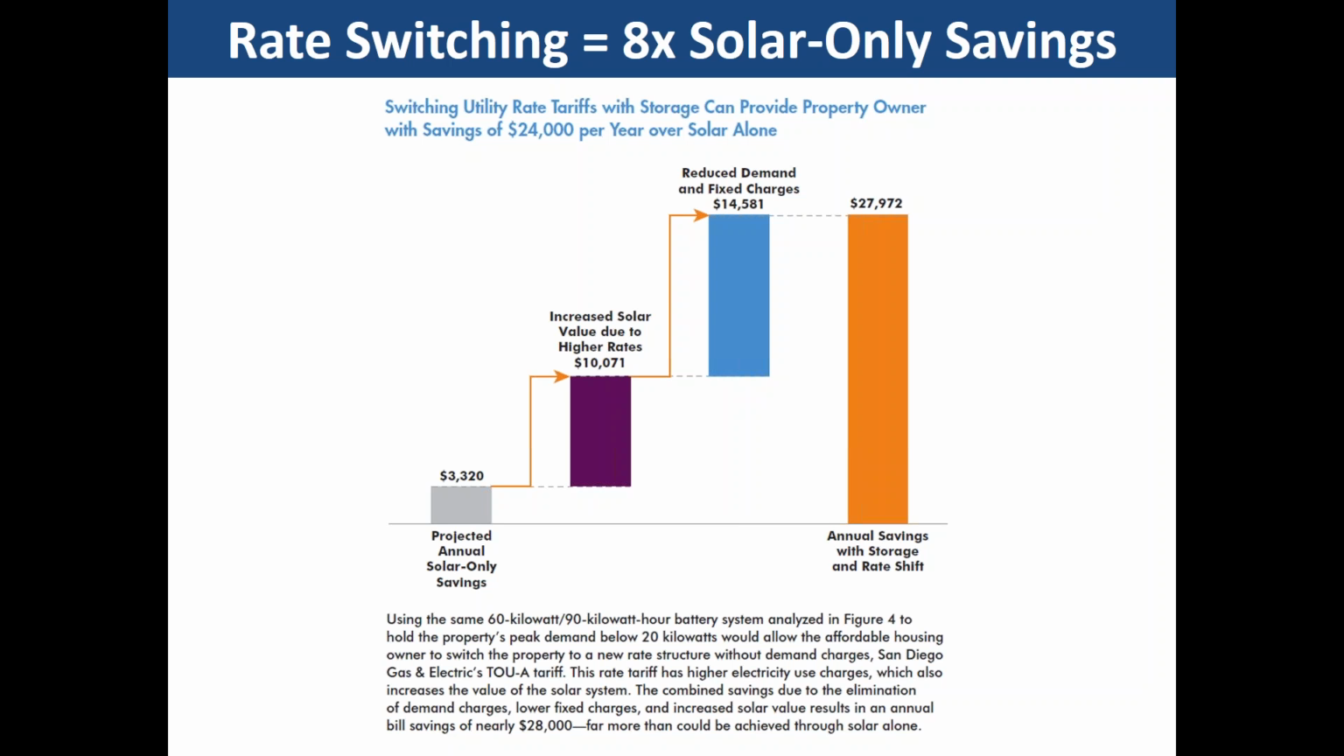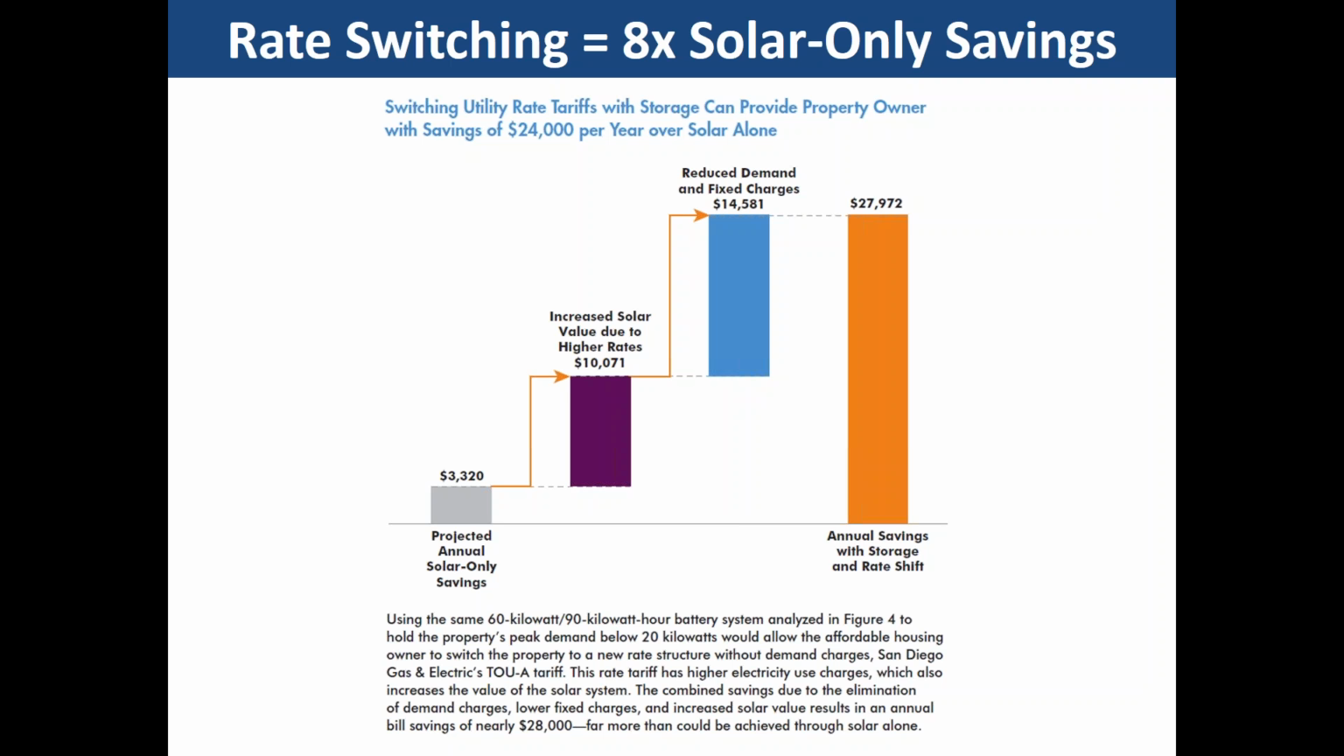I'll just explain a little bit how this works too. In San Diego Gas and Electric, the threshold for switching to a rate tariff that does not have a demand charge is 20 kilowatts. So that's the maximum peak demand that a facility can have and be on a rate tariff that does not have demand charges.